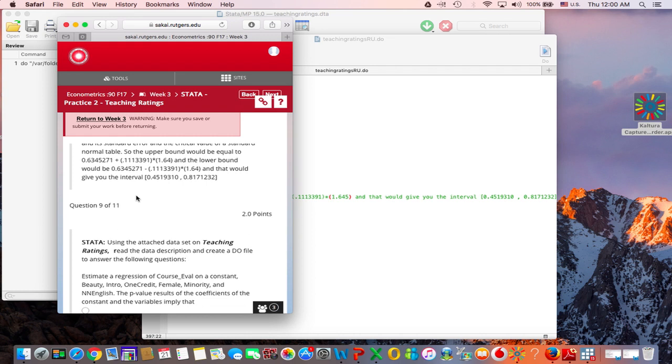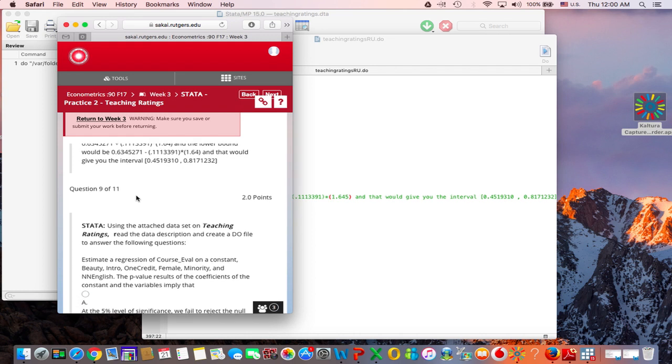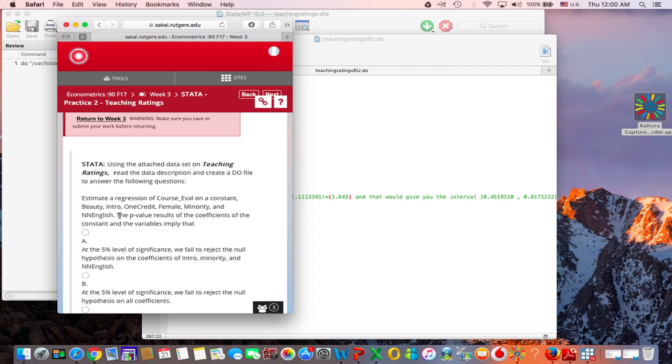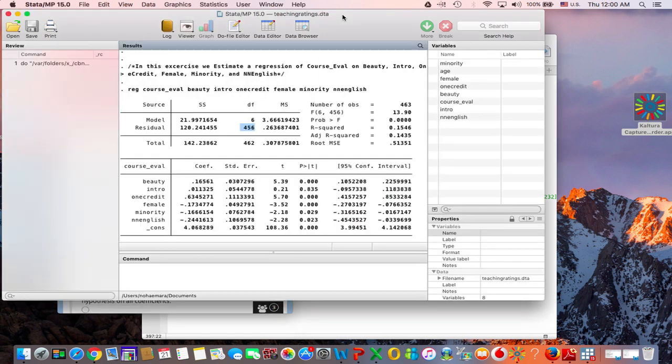Okay, questions 9, 10, and 11 are all about the statistical significance of the coefficients. So based on the p-value of the results, the coefficients of the constant and the variables imply that. So you can just look here. This is the p-value. As you know, the null hypothesis is saying that the coefficient on beauty is equal to 0. And the alternative is saying that the coefficient of beauty is not equal to 0. So it's a two-sided test, and this is the default in Stata. And the same thing for this coefficient.